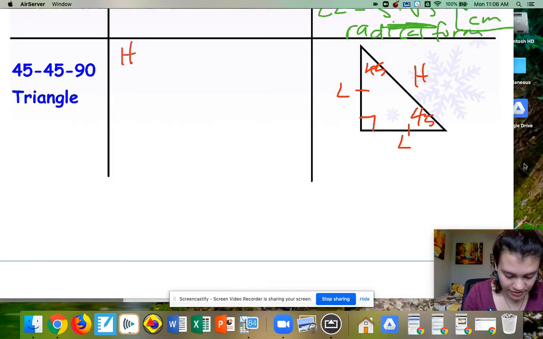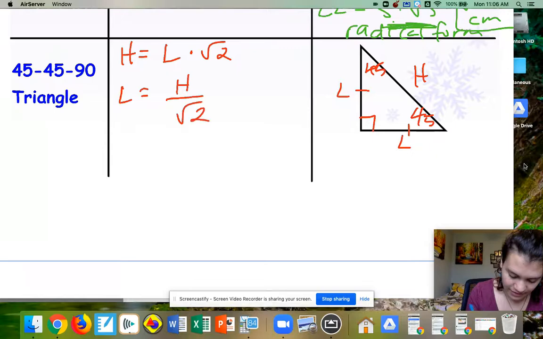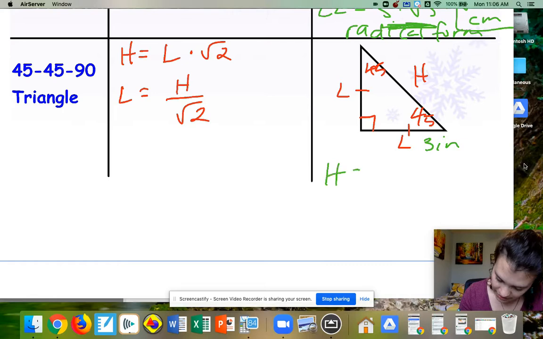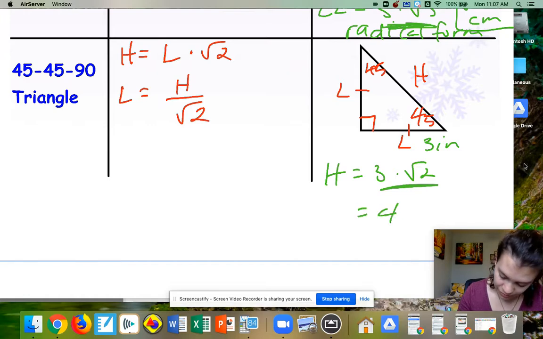Your hypotenuse formula is going to be your leg times the square root of 2. And then your leg is going to be the hypotenuse divided by the square root of 2. So if we do an example here, let's say this leg is 3 inches and we want to find the hypotenuse. You would take 3 times the square root of 2. Again, this is your simplest radical form, but if you type it into a calculator, you'll get 4.24 inches.